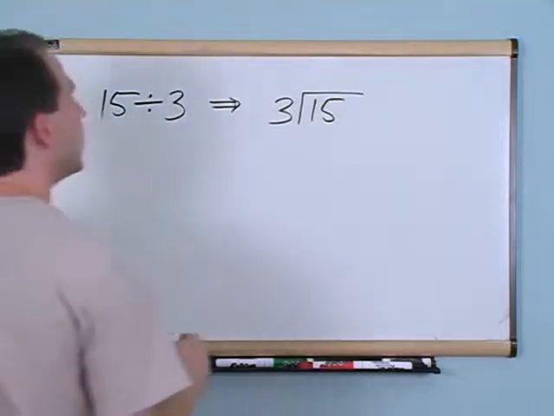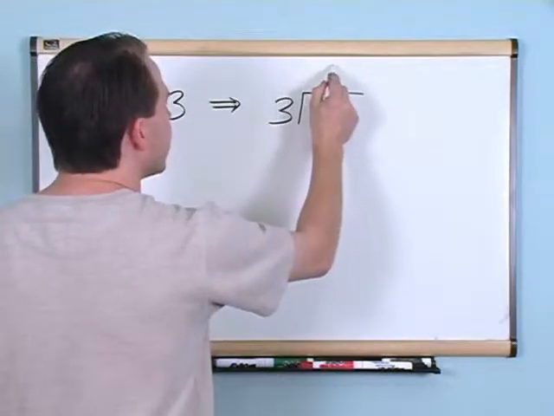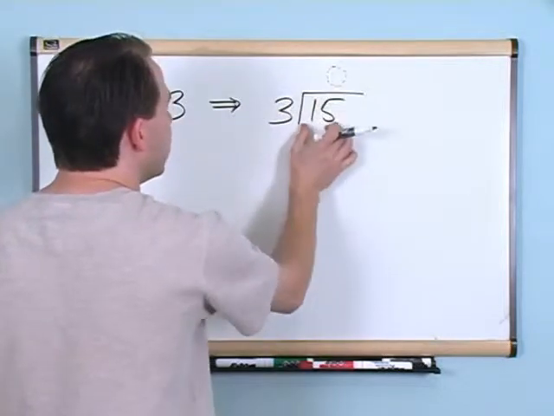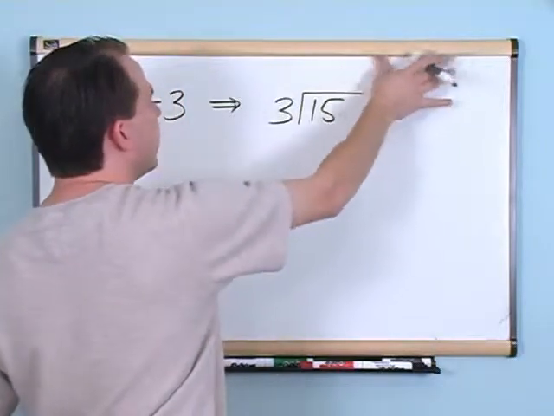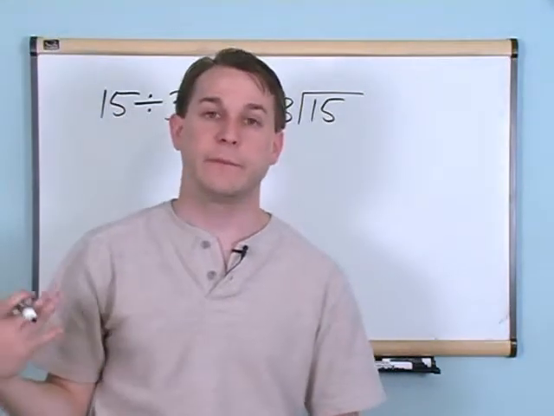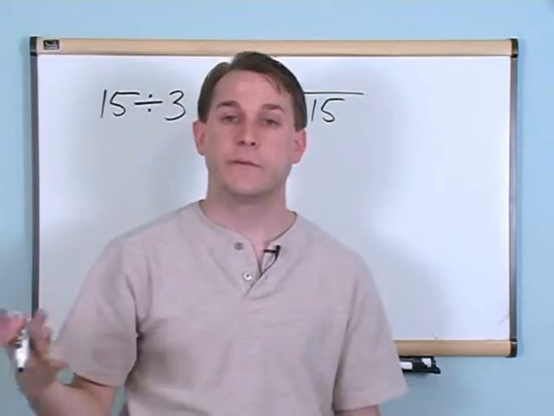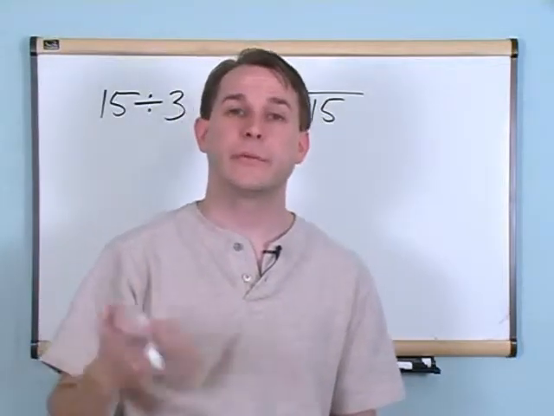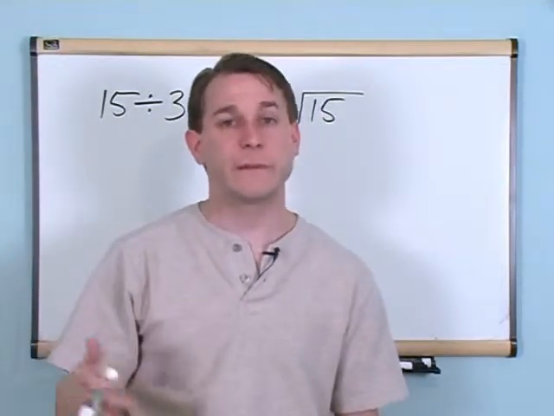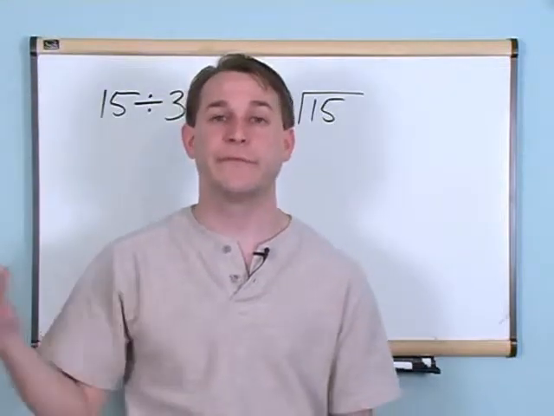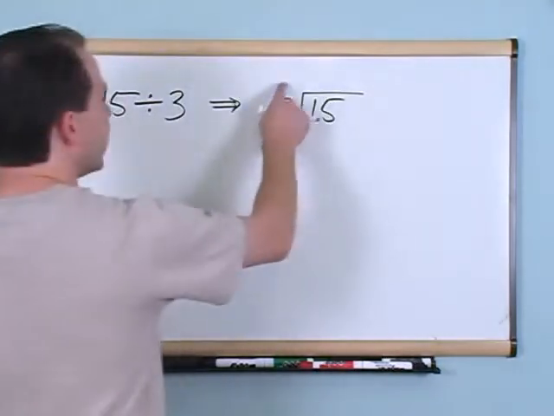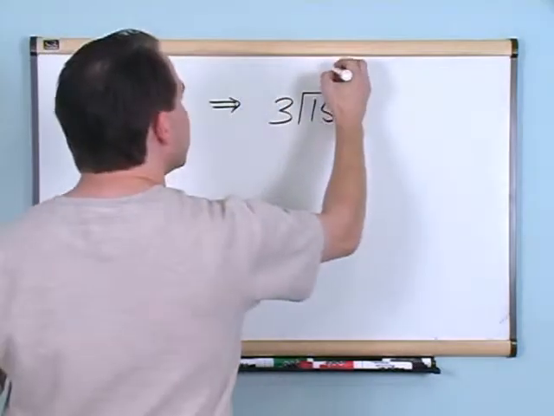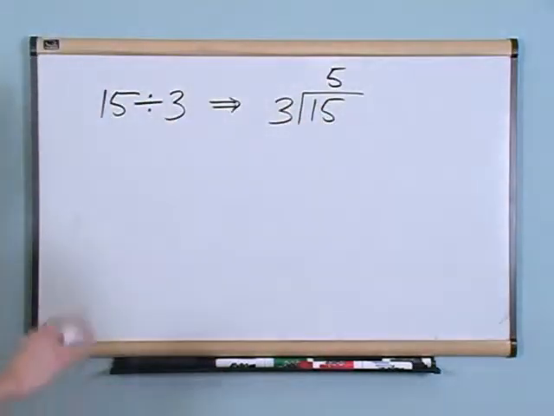So just like before, we're trying to figure out 3 times what number, and we're going to put that number right here over the 5, is going to give us 15. What number is that going to be? 3 times what gives us 15? Well, 3 times 1 is 3, 3 times 2 is 6, 3 times 3 is 9, 3 times 4 is 12, 3 times 5 is 15. So we believe that 5 is the answer, but let's go ahead and just make sure.